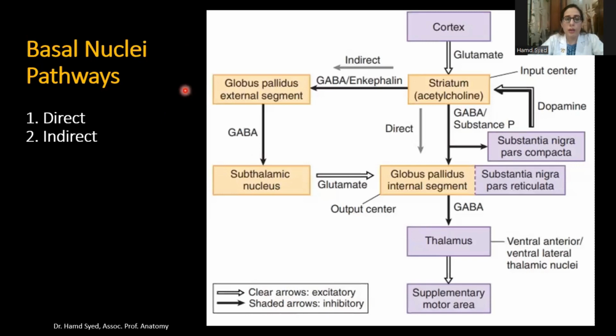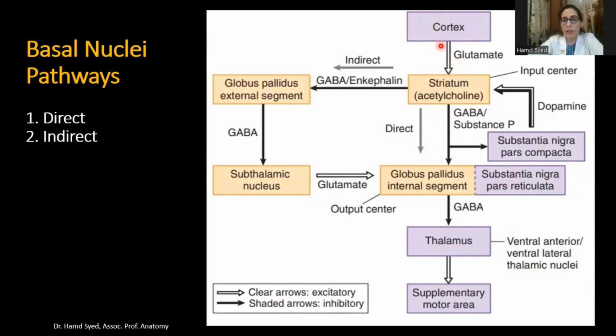Now here I would like to share with you this slide, which is going to show us the direct and indirect pathways of the basal nuclei. I would like you to follow the laser pointer over here, where first we're going to discuss the direct pathway of the functioning of the basal nuclei. This is the pathway that starts over here. We can see this is the cortex. Keep in mind that those arrows which are white represent excitatory function, whereas the arrows which are black represent the inhibitory function.